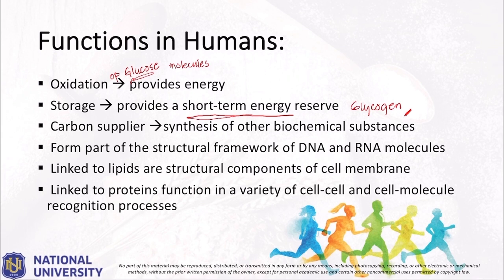Next is carbon supplier. Since carbohydrates have many carbons, these carbons can be used for the synthesis of other chemical substances. Next, they form part of the structural framework of DNA and RNA molecules. Again, we have the ribose, a pentose sugar. In DNA, we have deoxyribose, and in RNA, we have ribose.